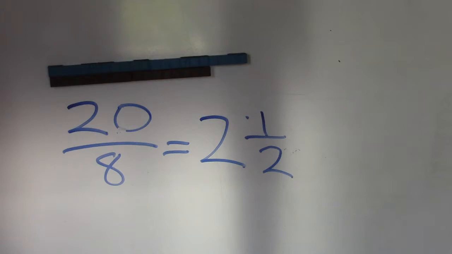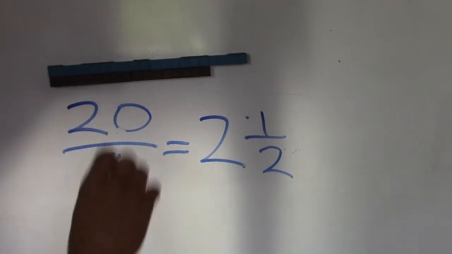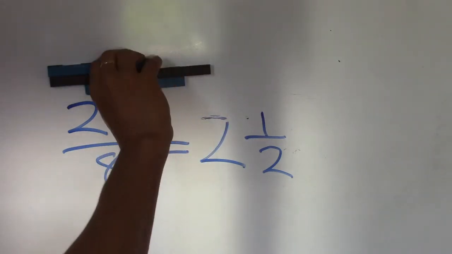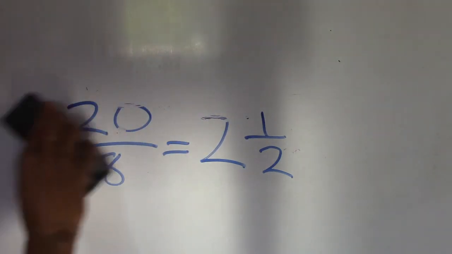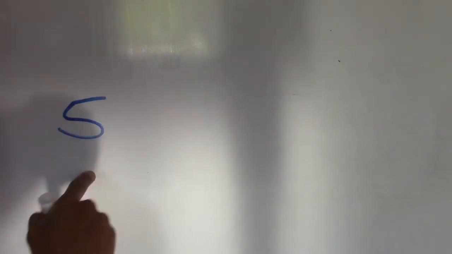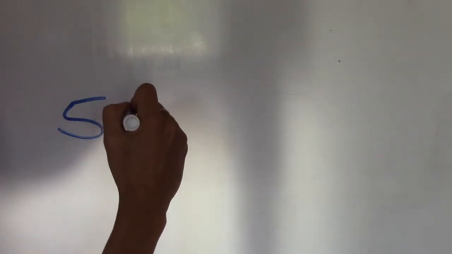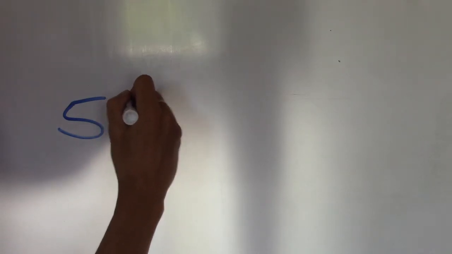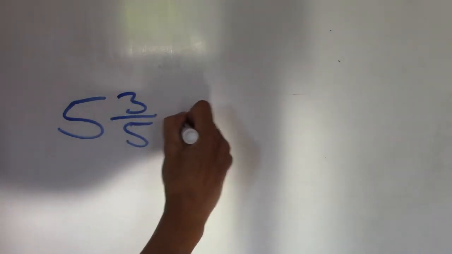Alright, let's fool around with some equivalent fractions. Let's go back and forth. What if I had something like, I don't know, let's be silly, and do like, say, 5. Notice it's a 5 because it's easy to multiply. And 3/5. Can you convert that into an improper fraction?